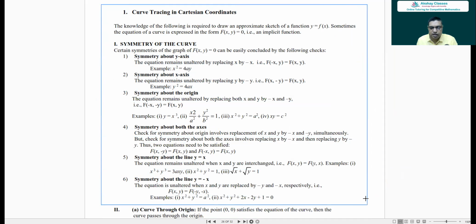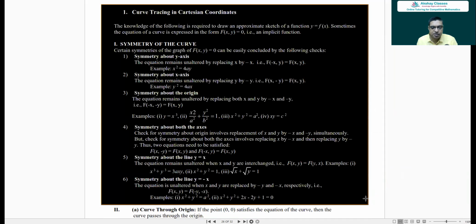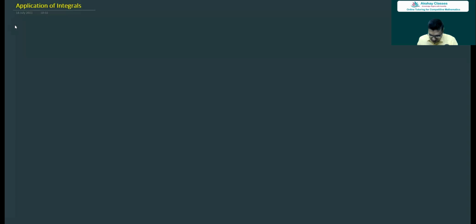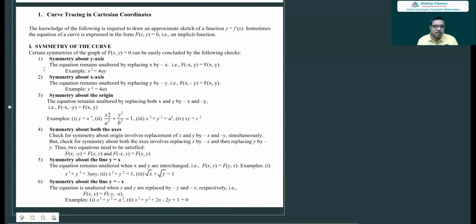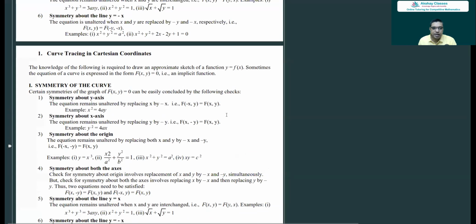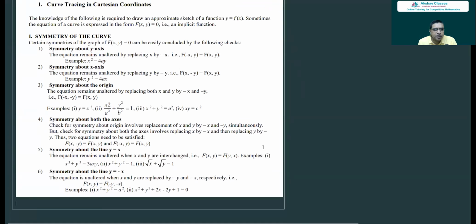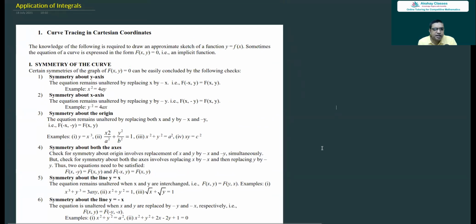Curve tracing. Generally, if we are very good at tracing curves, we'll have a very quick idea of how to solve a problem. So you know that we just have 3 minutes maximum per question to solve in a paper. So if we have an idea of curve tracing, then that will help us think very fast, and we can draw graphs very, very quickly.